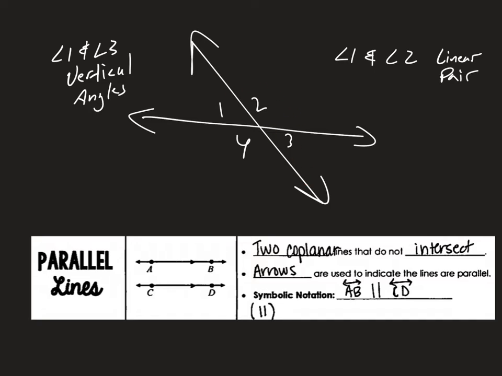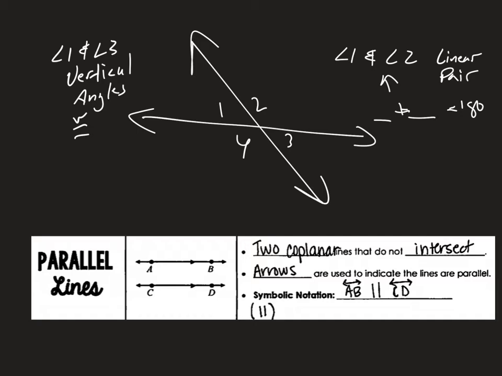Angle 2 and 3 are a linear pair. 3 and 4 are a linear pair. 4 and 1 are a linear pair. Also, we had this idea of vertical angles: two angles that formed an X and were opposite each other. So angle 1 and angle 3 are vertical, and 2 and 4 are vertical. Vertical angles were always congruent. These guys added up to be 180 degrees.